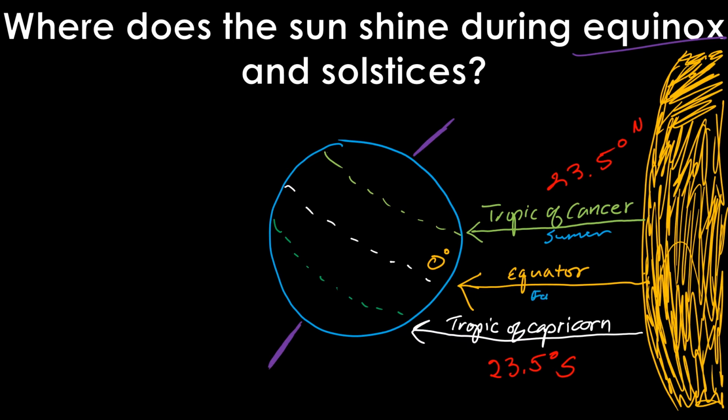During the fall and spring equinox, it'll fall directly on the equator at 0 degrees. And during the winter solstice, it would fall on the Tropic of Capricorn, 23.5 degrees south beneath the equator. Now, areas between the Tropic of Cancer and Tropic of Capricorn tend to get the most direct sunlight throughout the year, and so they are going to have very little change in their seasons.